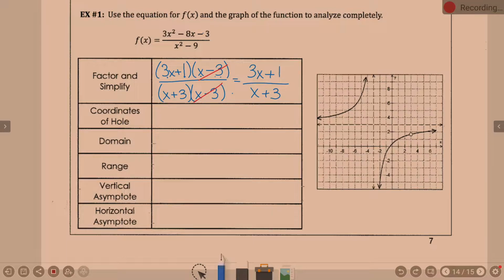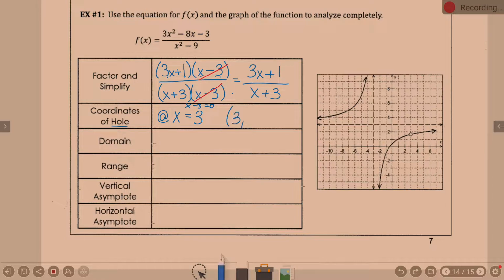Okay. What did that simplifying do for me? There's a hole, or something like that, right? Where is there a hole? At 3, yes? There's a hole at 3 because it's where x minus 3, right? So if I take x minus 3 and set it equal to 0, right? That was the trick I showed you. So there's a hole at x equals 3.